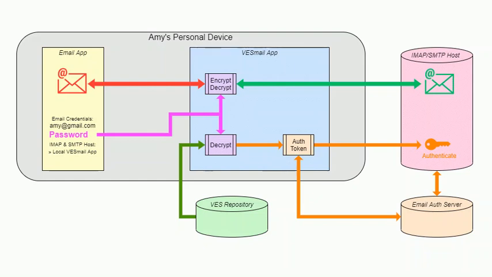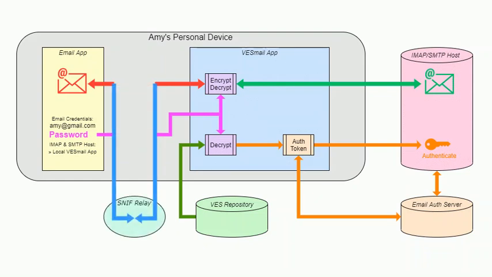Instead of direct communication between the email client and the VESmail app, all communication between the two can go through the remote sniff relay, where all such communication is end-to-end encrypted using TLS.